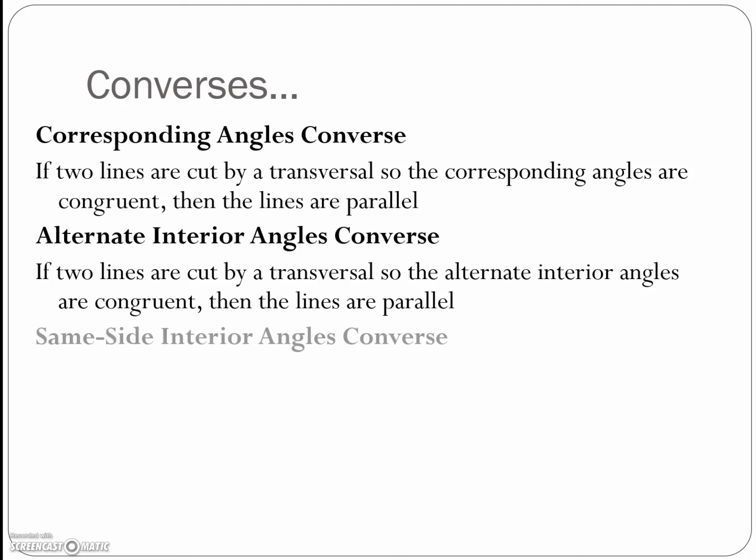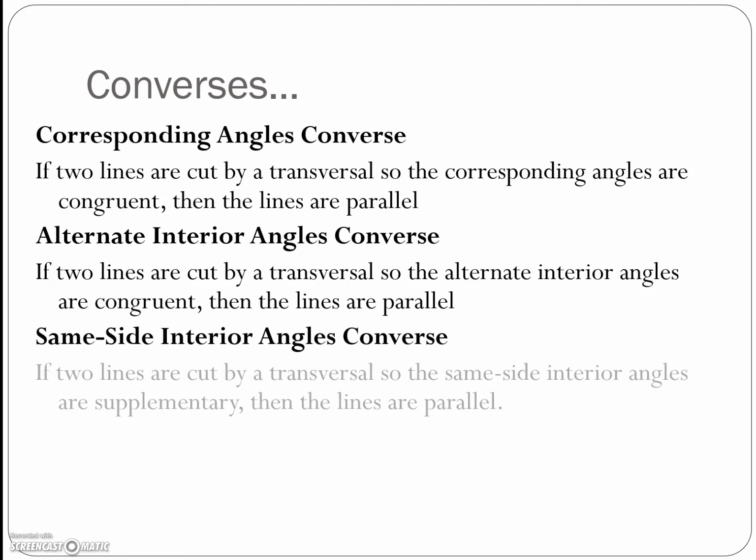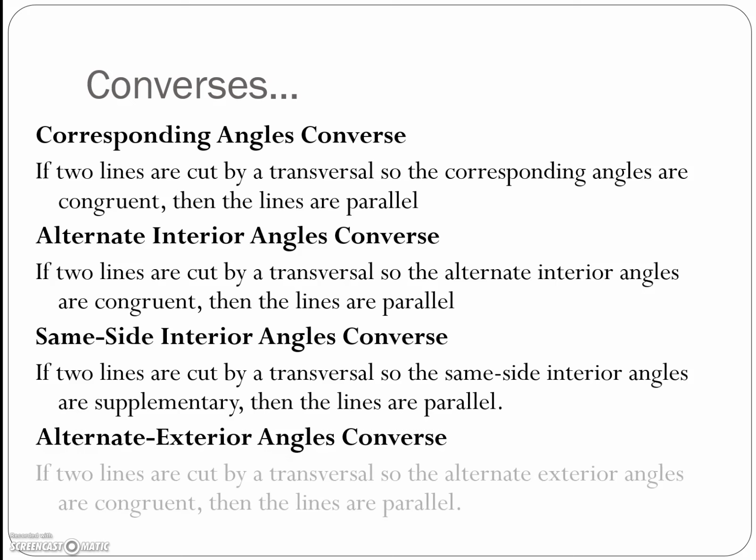The next one we have is the same side interior angles. This one was different since they have to add up to 180. They have to be supplementary. So we're going to show that in our converse here. If two lines are cut by a transversal so the same side interior angles are supplementary, then the lines are parallel. And then finally our alternate exterior angles converse. This one states if two lines are cut by a transversal so the alternate exterior angles are congruent, then the lines are parallel. So all of these converses are proving lines are parallel.